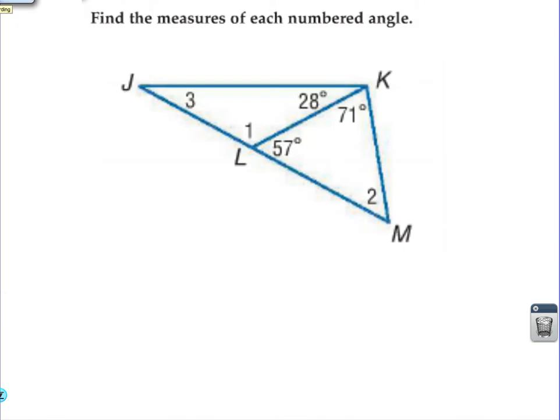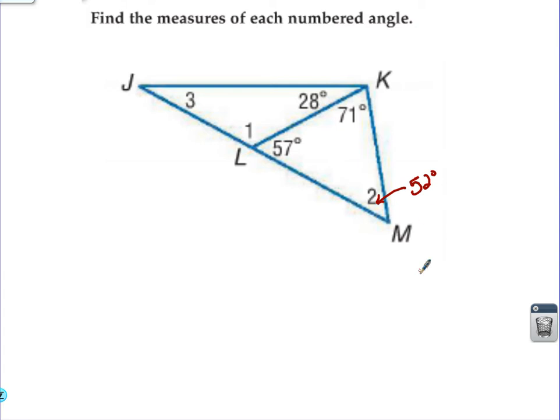Same thing, find the measure of each numbered angle. And again, all these old theorems, all these old postulates are coming back to us. Well, in this triangle down here, I've got that this is 57 degrees and this is 71 degrees. So Brianna, 57 and 71, I add those together, I get 128. I need to know how much more is left of the 180. What do you get for angle 2 there, Brianna? 52 degrees.